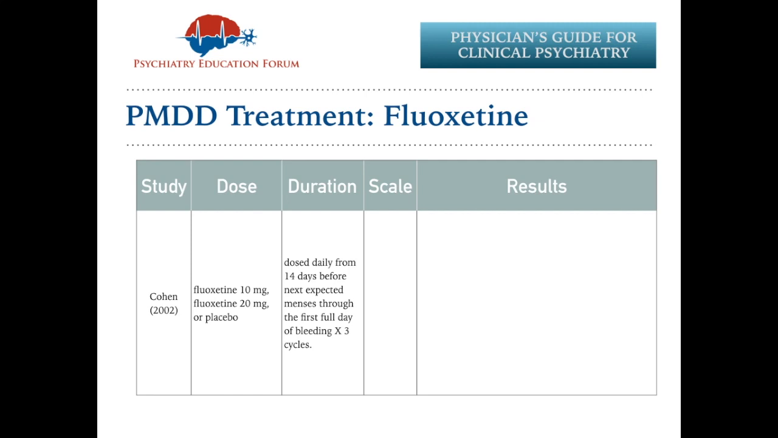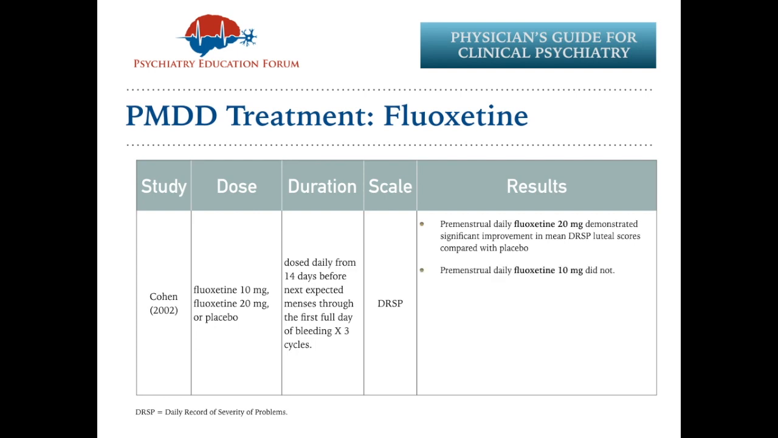And the scale that they used was DRSP that we just talked about, the Daily Record of Severity of Problems. And the result was very interesting. First, they found that 20 milligram of premenstrual dose of Fluoxetine significantly showed improvement in DRSP luteal score compared to placebo. So 20 milligram was effective.